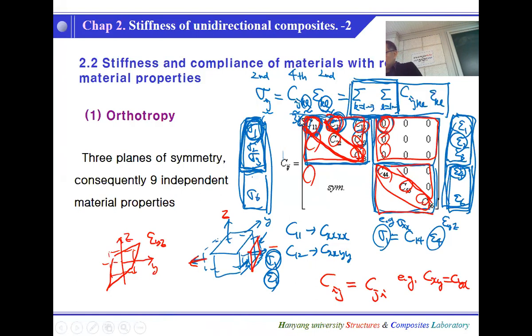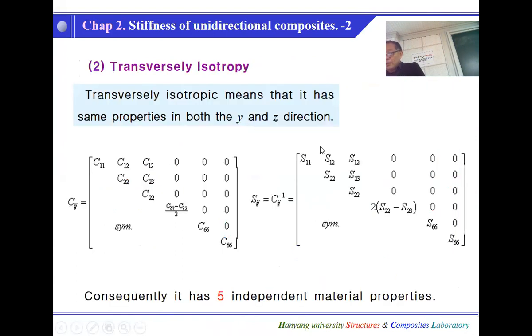So this is the stiffness matrix, and it is called orthotropic. Orthotropic means now we have 0, 0, 0, 0, 0, and how many independent terms are there? 1, 2, 3, 4, 5, 6, 7, 8, 9. So 9 independent material properties. This material is called orthotropic. If it's an isotropic material, the independent material properties will be much fewer. Okay, so transversely isotropic material.